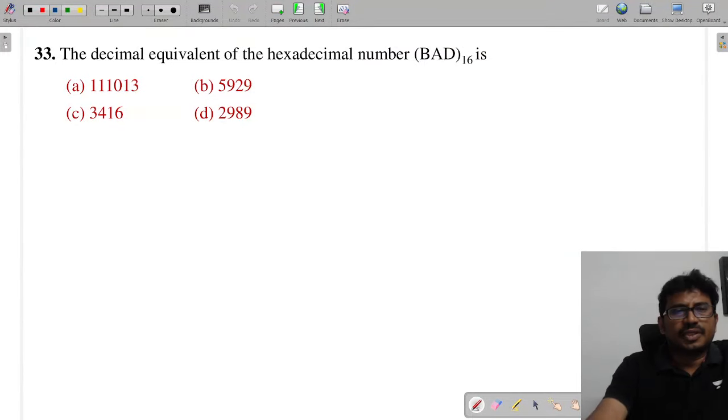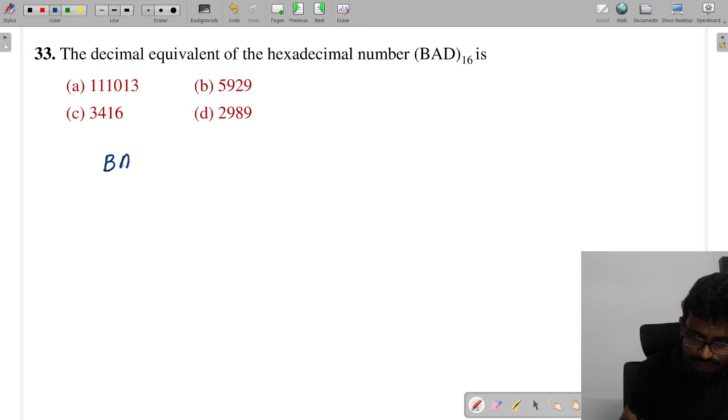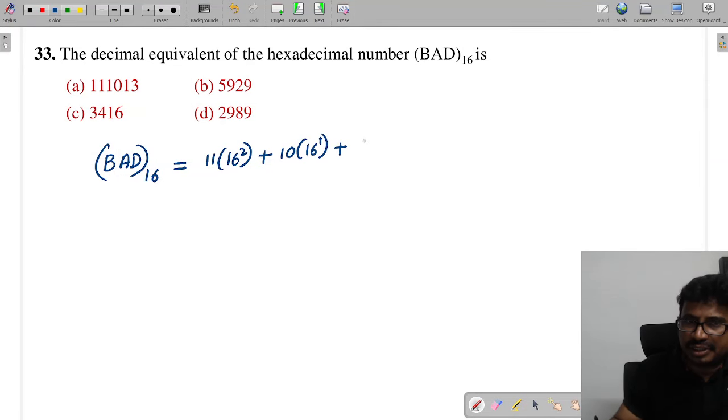Next one. The decimal equivalent of hexadecimal number BAD. B means 11 into 16 square. A means 10 into 16 power 1. And D means 13 into 16 power 0, which is 1. Simplify this. How much will come? That is 2989. Do the calculations.